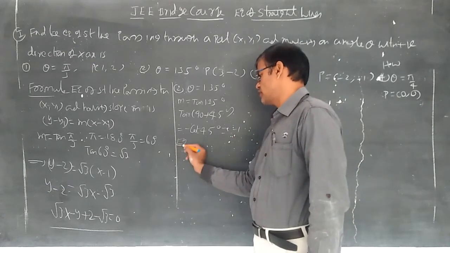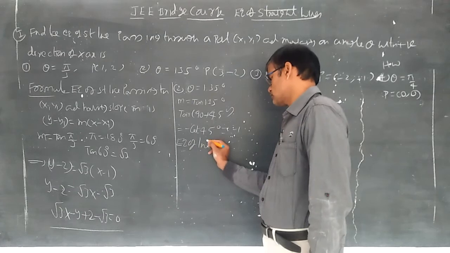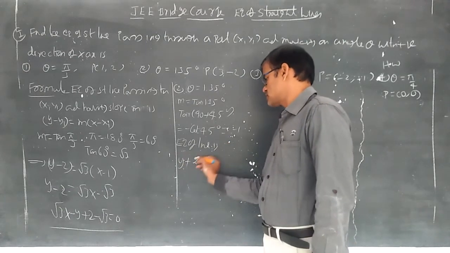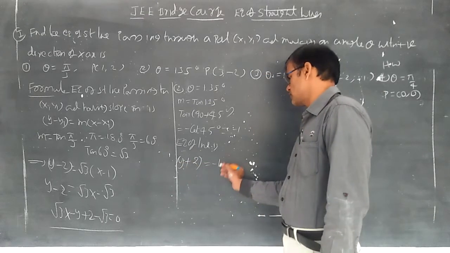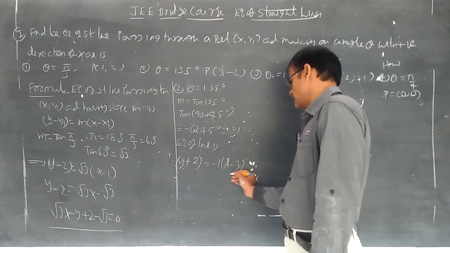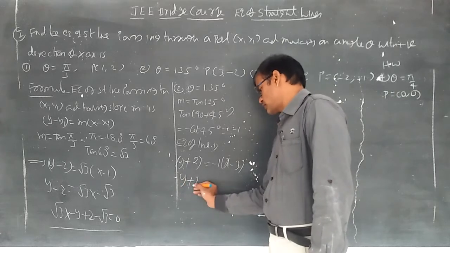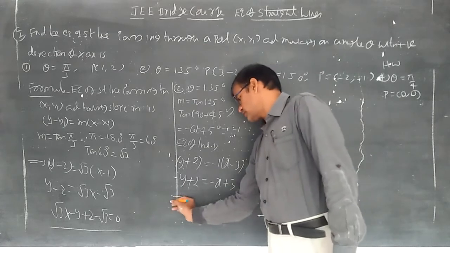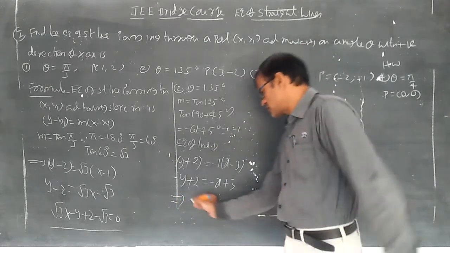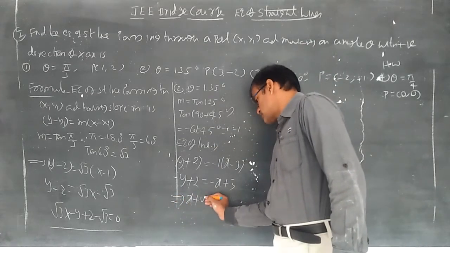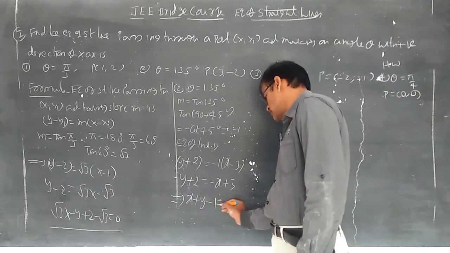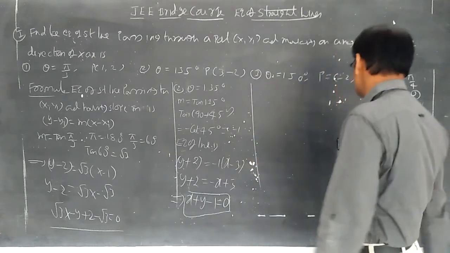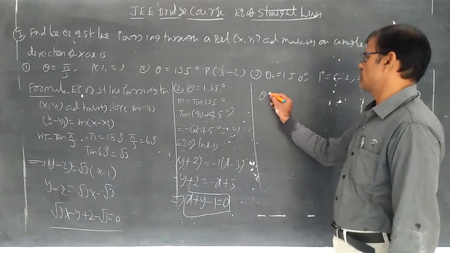Equation of line is y plus 2 is equal to minus 1 into x minus 3. So y plus 2 is equal to minus x plus 3. First of all, you write x term. Minus x taken this side, it becomes x plus y plus 2 minus 3 gives minus 1. Now this one, theta is equal to 150.